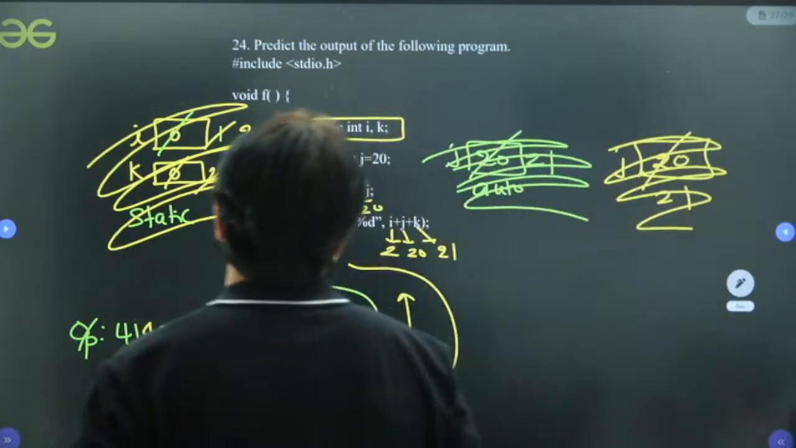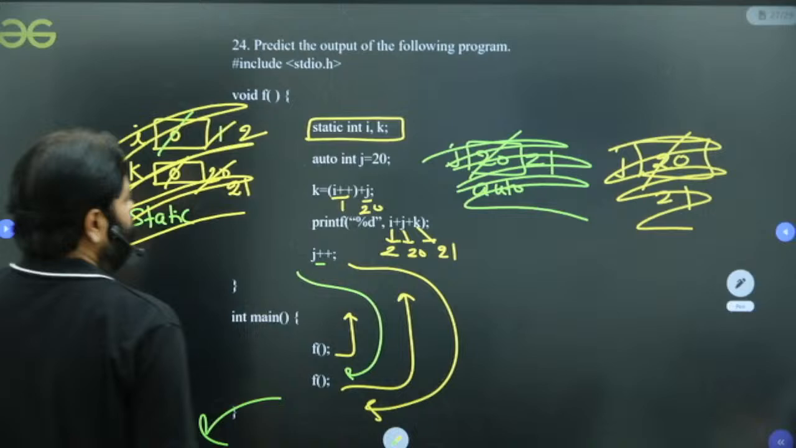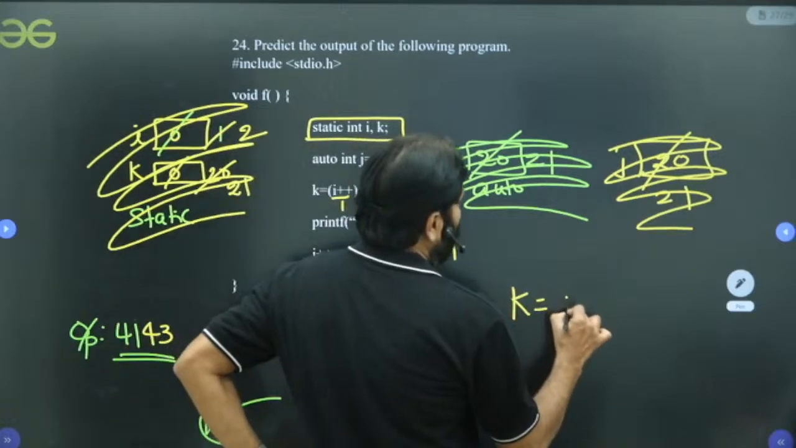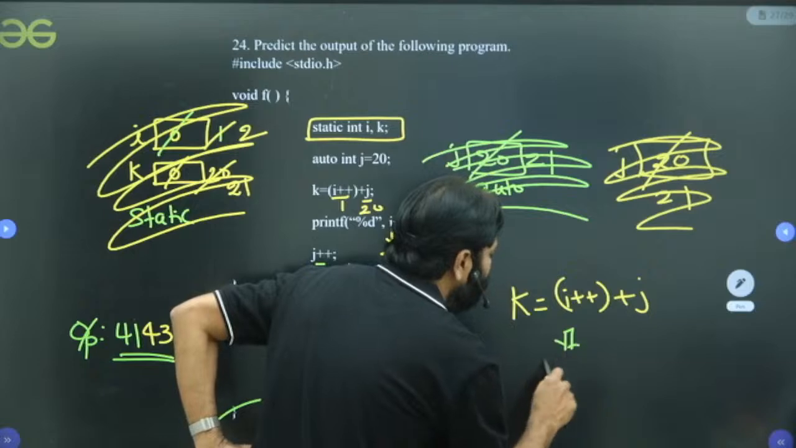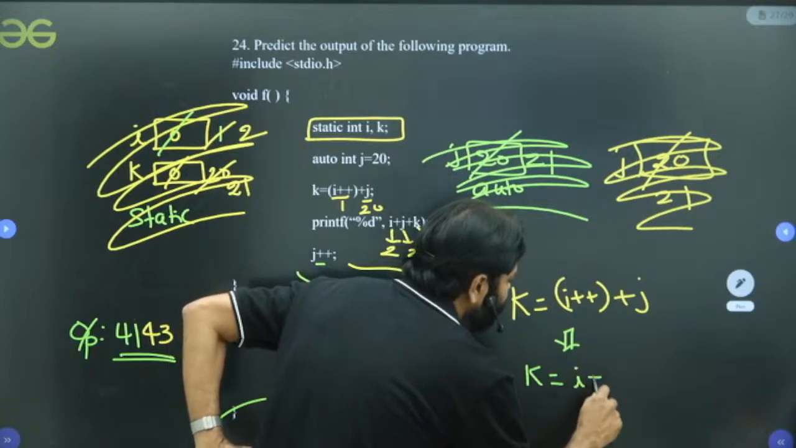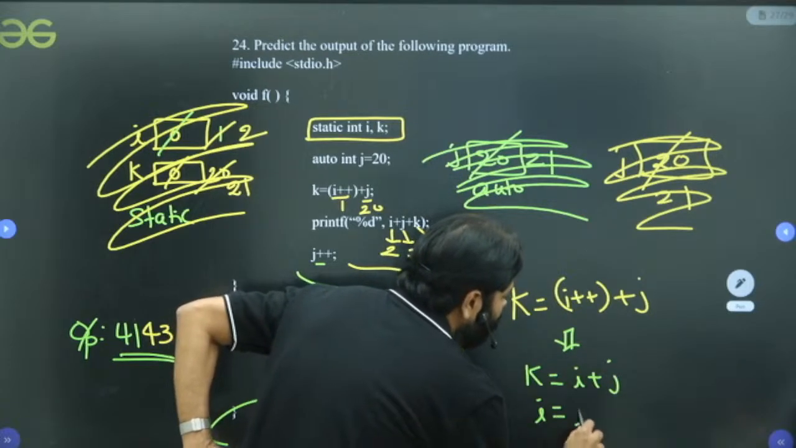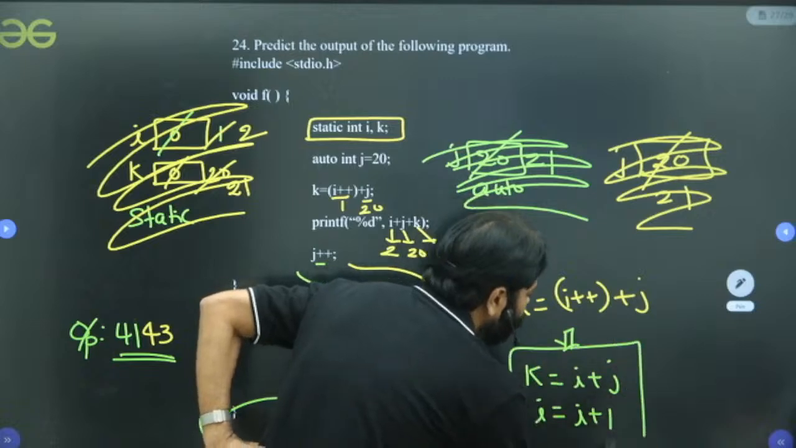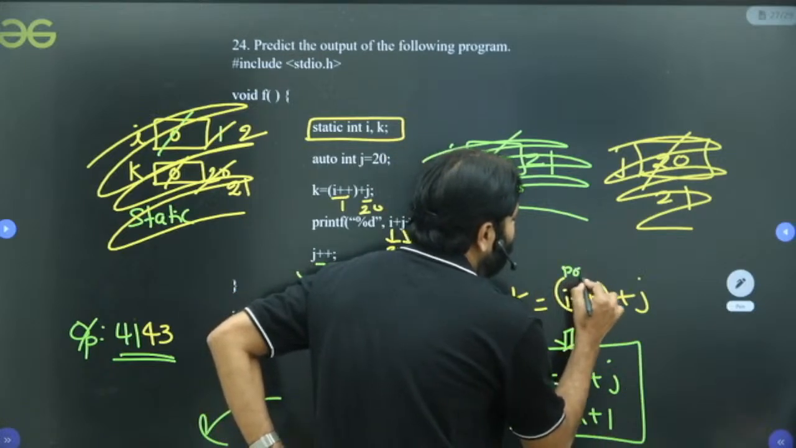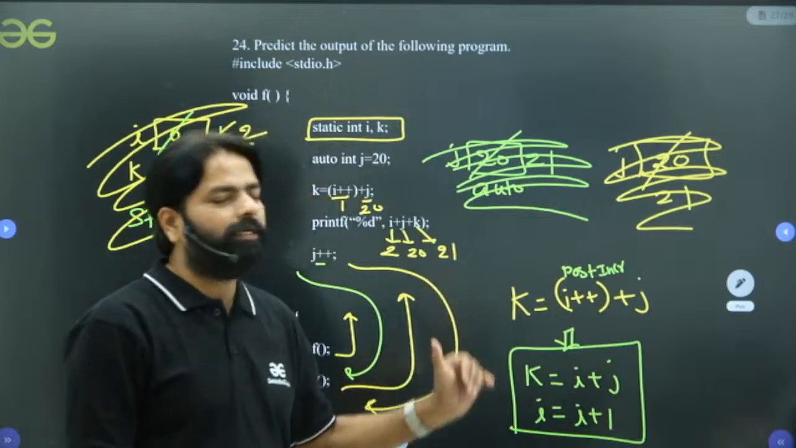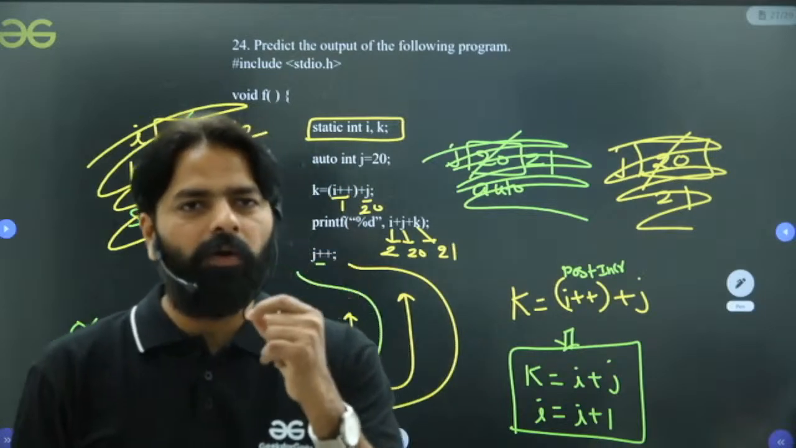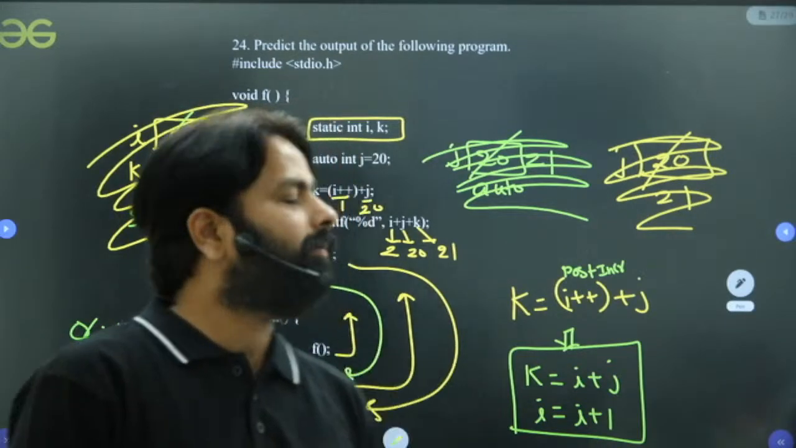It's not the pre-increment, it is a post-increment. What is the meaning of k = i++ + j? It means k = i + j and i = i + 1. Everybody understood this point? Because the post-increment does it later. Take the value of i now and increment later.